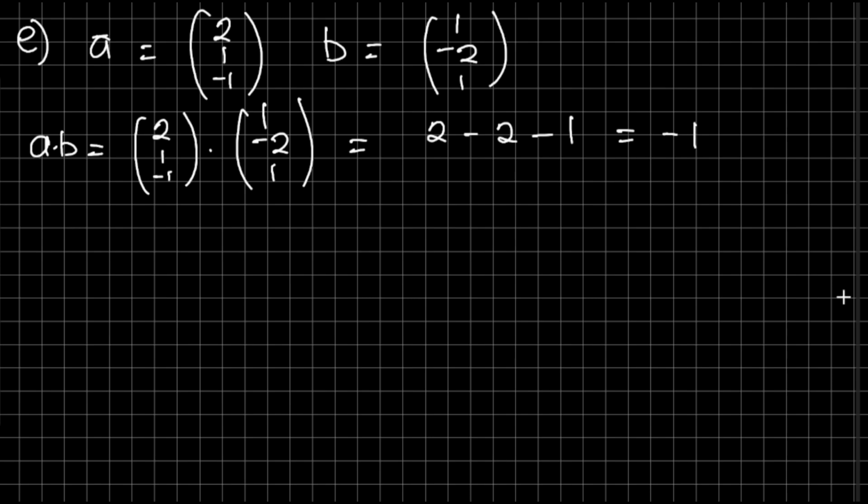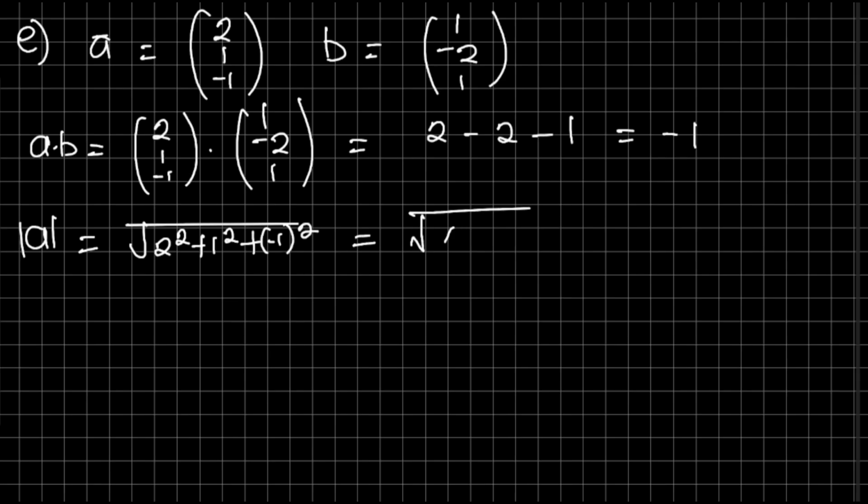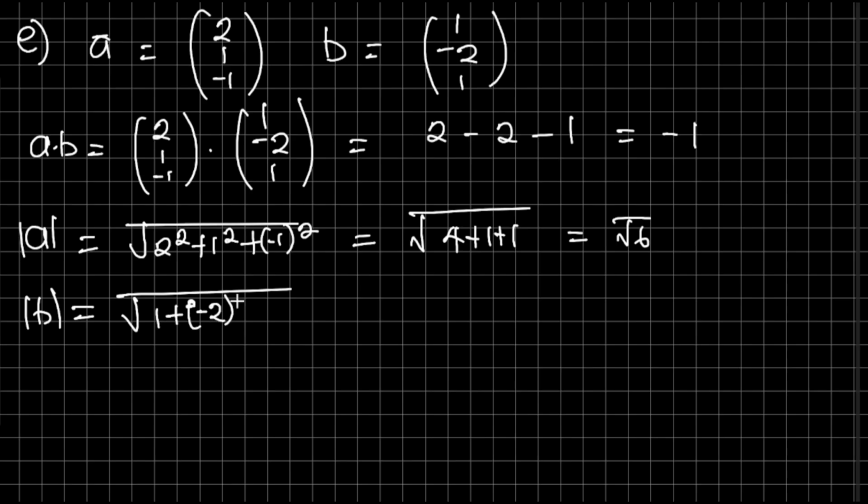Okay, A dot B again is minus 1. That's a special angle, but let's just continue. Magnitude of A will be square root of 2 squared plus 1 squared plus minus 1 squared, which is square root of 4 plus 1 plus 1, which is square root of 6. Magnitude of B equals square root of 1 squared plus minus 2 squared plus 1 squared, which is square root of 6.